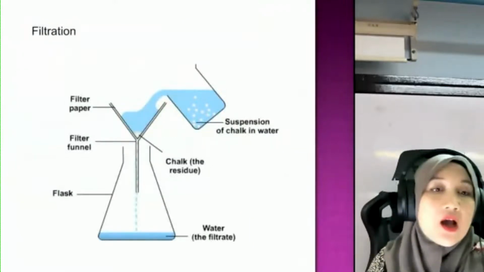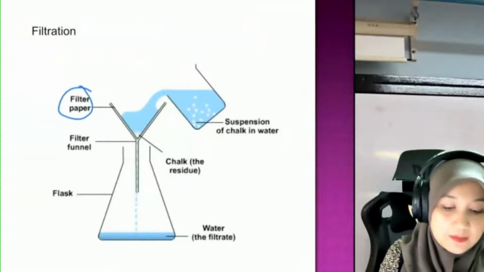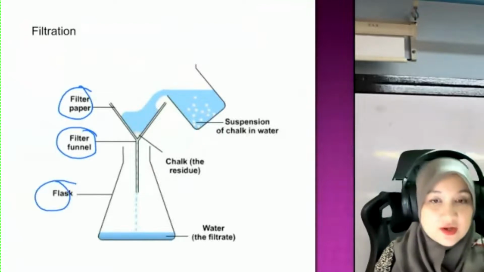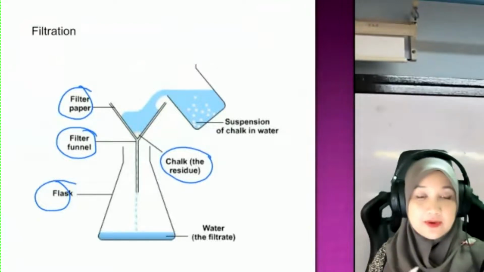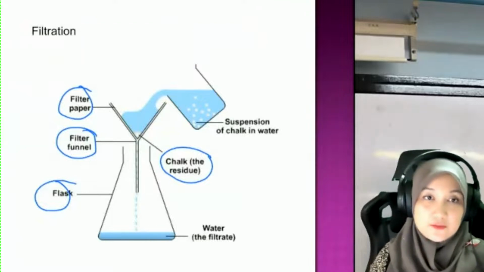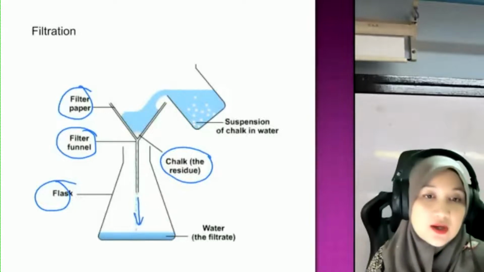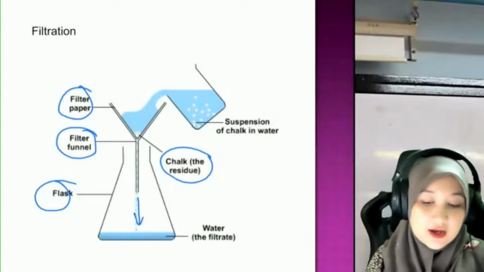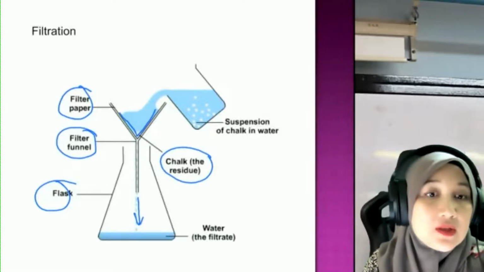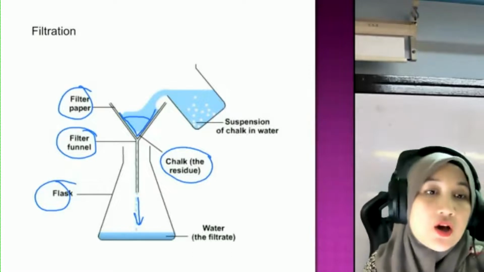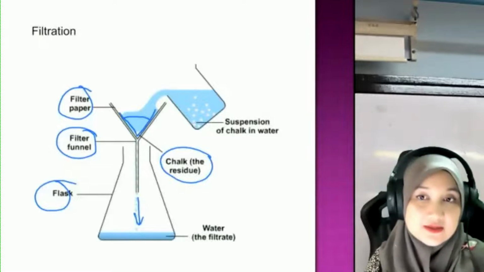So as you can see here, this is how to separate the suspension. We are using filter paper, a filter funnel, and a flask. For example, if we mix chalk in water, we can separate the chalk from the water. If we filter it, the chalk will be separated from the water, and the water goes into the conical flask as it is dissolved, while whatever is suspended will be trapped on the surface of the filter paper. This is how the filtration process works.